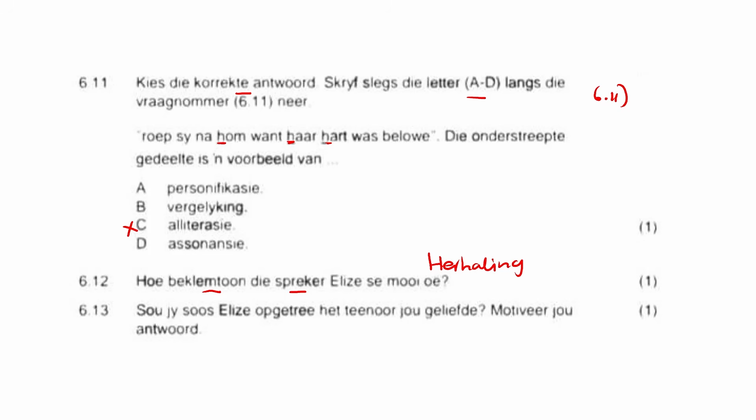Last one. 6.13. Sou jy soos Elisa opgetree het teenoor jou geliefde, motiveer jou antwoord. Would you have reacted that way towards your loved one? So you say yes or no and motivate that answer. So you could have said, nee, I wouldn't have let them go on that mission. Or, yeah, I would have let him go on the mission because I want him to prove his love to me. Something along those lines would have gotten you the mark.